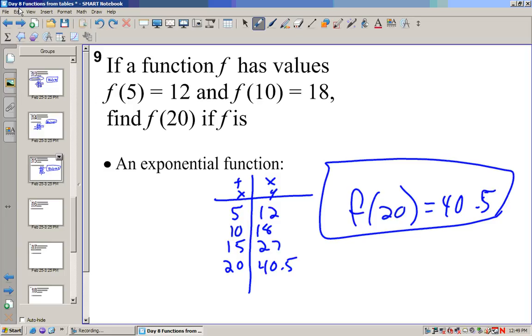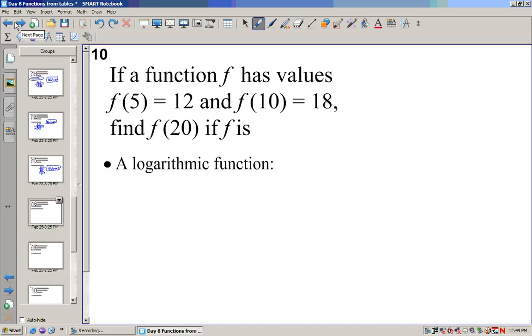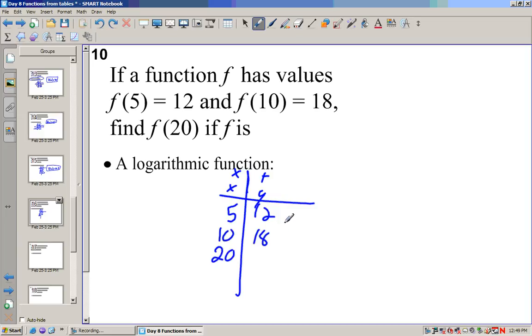Logarithmic function. We have 5, 12, 10, 18. So a logarithmic function is a multiply-add. So if I multiply, I get up to 20. And here, if I go up by 6, I have to go up by 6 again to get to 24. So in a logarithmic function, f of 20 is equal to 24. All right.